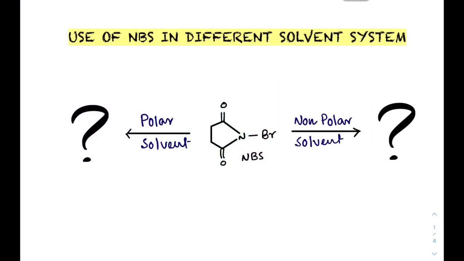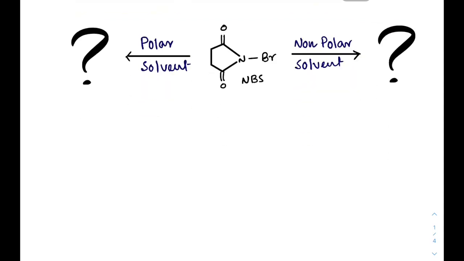The behavior of NBS changes with the solvent system. So we will see how it reacts based on the solvent system. Generally, NBS maintains a mild concentration of Br2 in the reaction medium. Now, Br2 in the presence of any kind of olefin reacts in different ways.